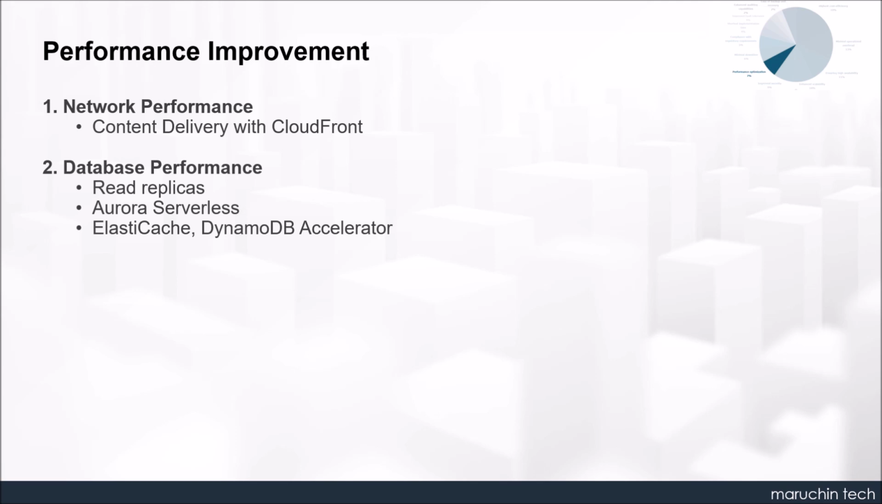In the database area, read replicas are frequently used. Read replicas are useful when querying the database from data analysis tools, as they allow you to separate read and write operations. Read performance can also be improved by caching, using services like ElastiCache or DynamoDB Accelerator. And you can optimize the computing performance by choosing the optimal instance type as well as auto-scaling.